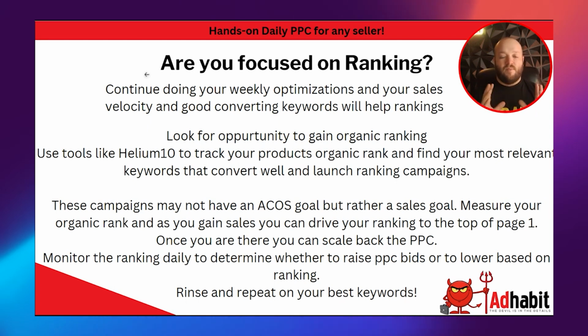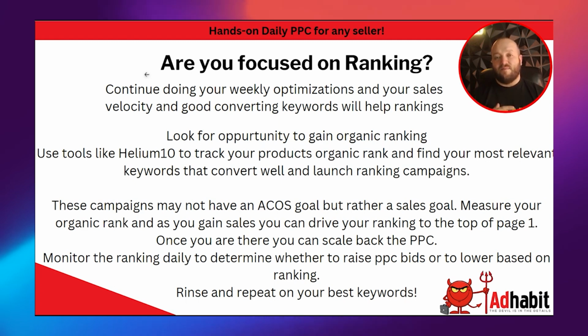Okay. But other than that, use organic rank tracking, launch these ranking campaigns, measure that organic rank, a lot of the stuff I went over, and continue to rinse and repeat on your best keywords, right? You're going to run those ranking campaigns, maybe not forever. Once you get to the top of page 1, you may start to back off and be less aggressive, more focused on a good ACoS in that campaign while monitoring the organic rank on a daily basis, and then go into the next keyword and the next keyword.